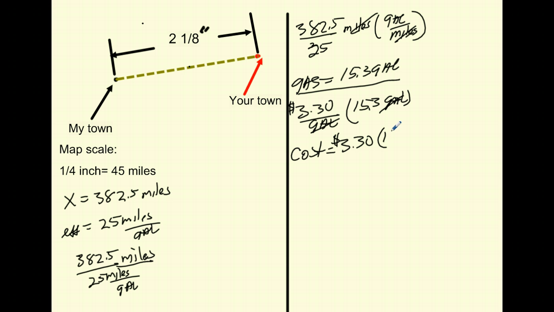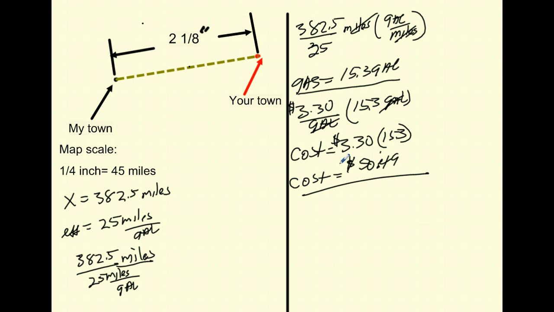$3.30 times 15.3 gallons. Our cost is equal to 3.3 times 15.3. Our cost is $50.49 in gas. So that's the information you get from that.